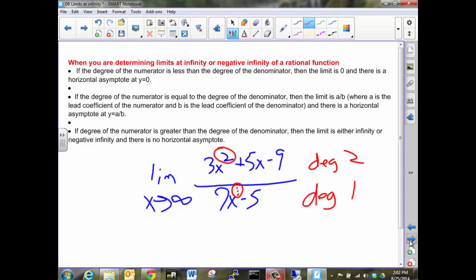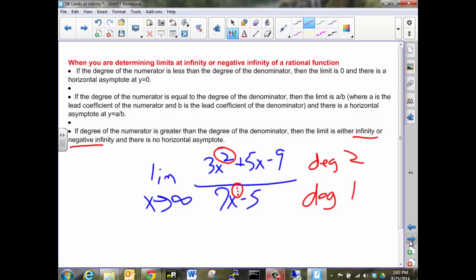If the largest number is on the top, then the limit is either negative infinity or positive infinity. I know I'm working from the bottom here, but that's because of the example that I used there. If the degree of the numerator is greater than the degree of the denominator. Yes, ma'am? Very good question. That's what we're about to talk about here, okay?